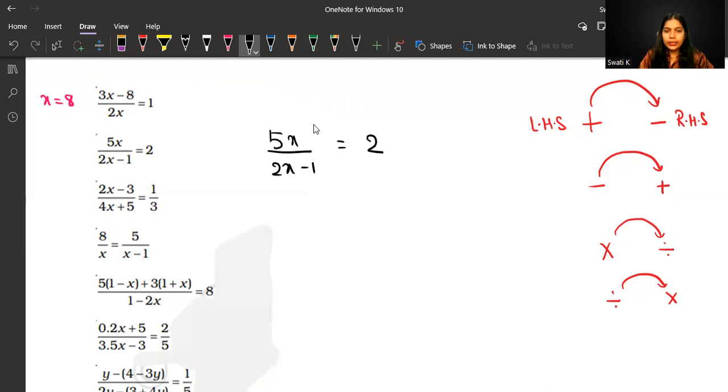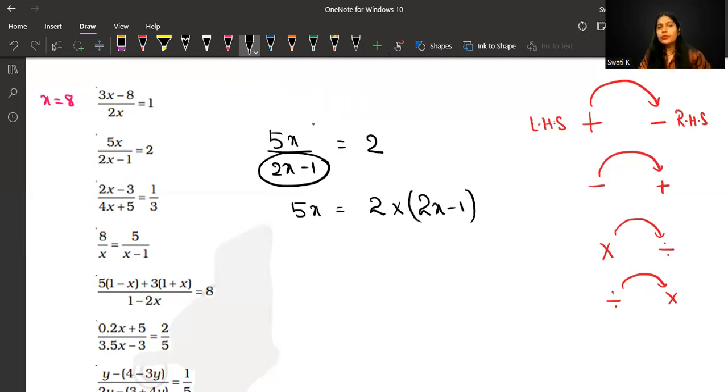Okay, so again, here I'll shift the entire thing that is getting divided to the other side. So this will become 5x as it is, and this 2 as it is, and this will get multiplied. So it can be written as 2 into 2x minus 1, because we have here 2x minus 1, so you can keep it inside the bracket. One more thing I want to tell you here, even if you don't put this multiplication, it is very obvious that you are multiplying only. Okay, so if there is no sign, there is a hidden multiplication sign.